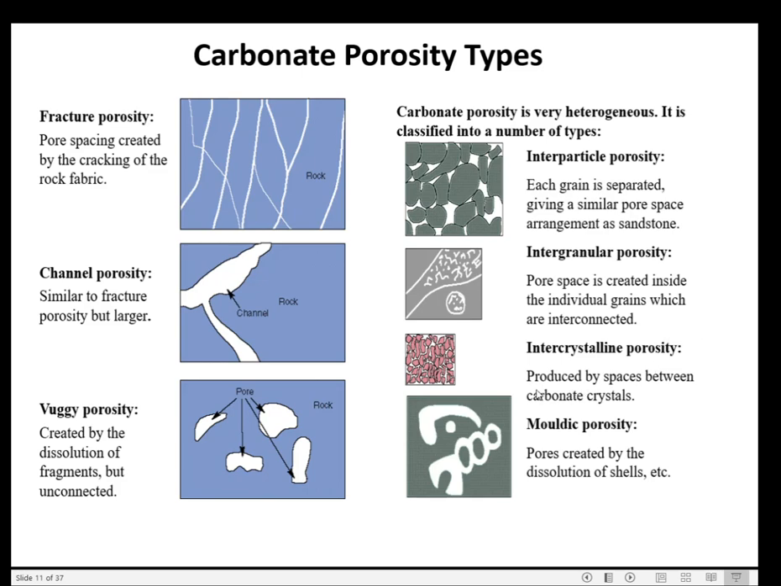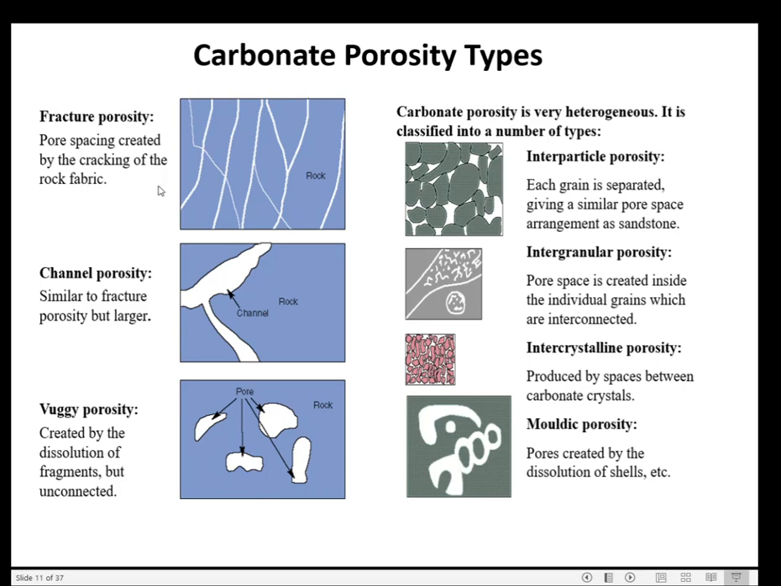Intercrystalline porosity is produced by spaces between carbonate crystals. This kind of crystals have spaces between them like that. Moldic porosity I have seen quite often in some reservoirs. This pore is created by dissolution of a shell. You see the shell of the fossil itself. You can find some sort of dissolution here in this case due to some interaction there.